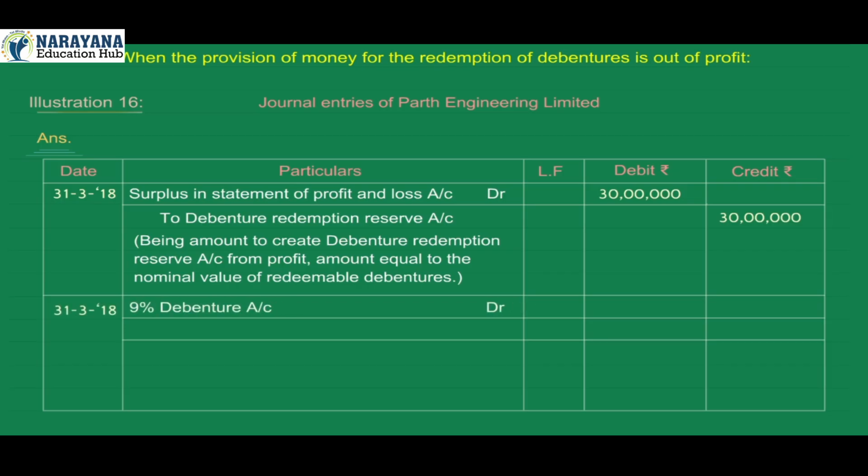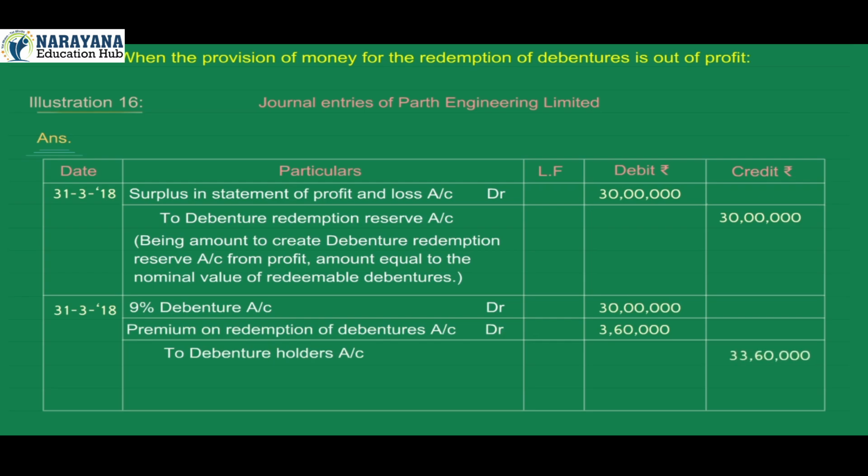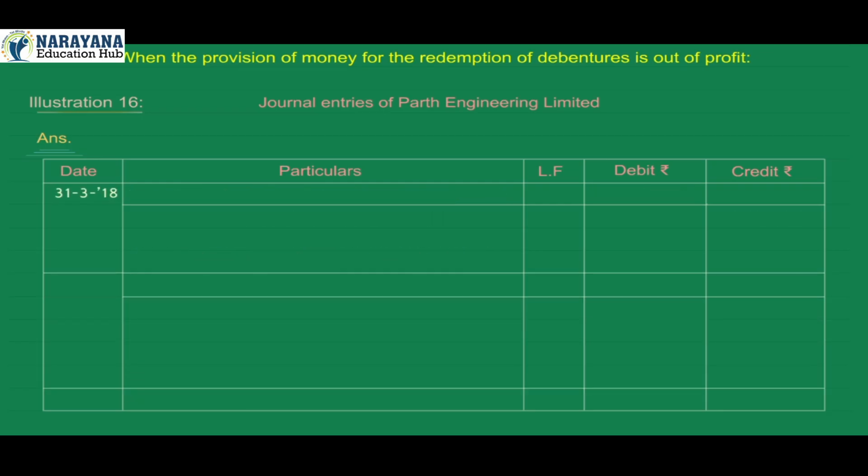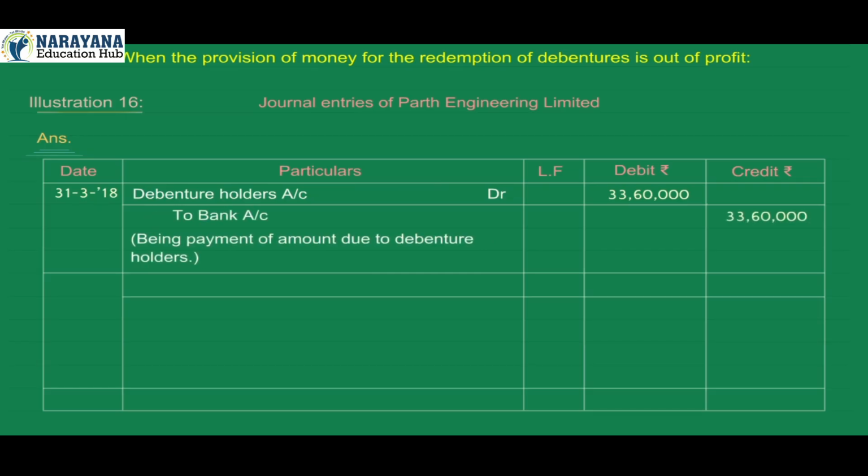31st March 2018. 9% debenture account debit 30 lakh. Premium on redemption of debentures account debit 3,60,000 to debenture holders account credit 33,60,000. Being amount due on redemption of debentures with premium. 31st March 2018. Debenture holders account debit 33,60,000 to bank account credit 33,60,000. Being payment of amount due to debenture holders.